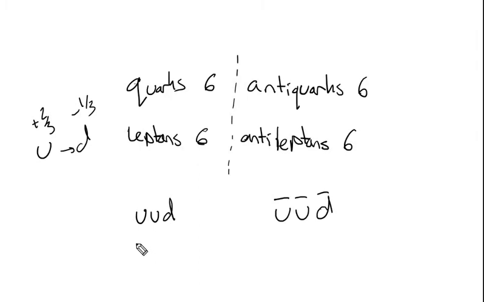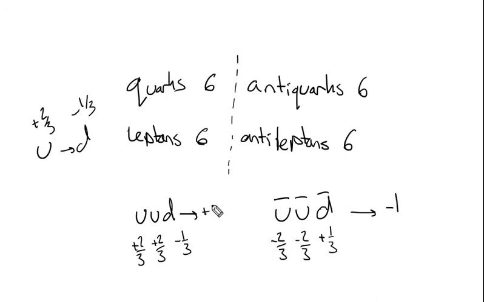What do we have to do here? This is plus 2/3, this is another plus 2/3, and this is minus 1/3, from the earlier thing. Anti-down will become plus 1/3, and anti-up will become minus 2/3. Do you see what's going on? The whole charge gets reversed. So the overall charge of this will be -1 and the overall charge of this will be +1. Is this making sense to everyone? So this is how particles and antiparticles are.